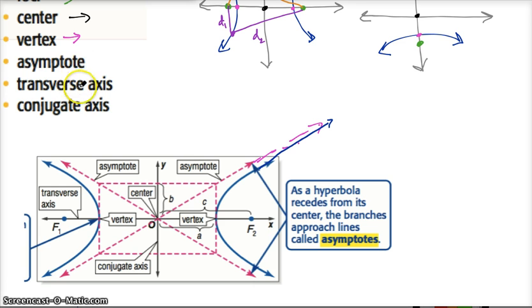All right, and then we have something called the transverse axis, and then the conjugate axis. The transverse axis is the axis that cuts right through the hyperbola. Let me go ahead and highlight that one for you. The transverse axis will be this one in red. Notice it cuts right through the hyperbola.